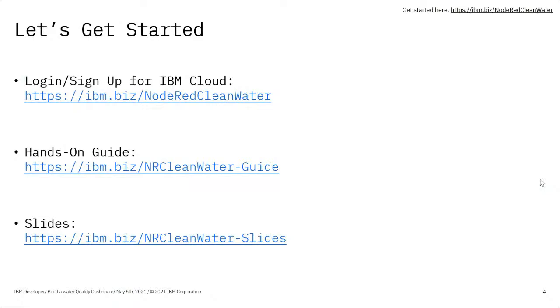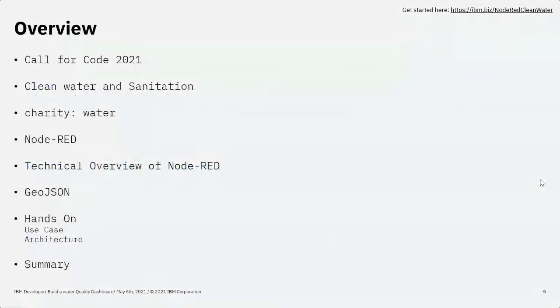So, moving further, what we are going to do today is we're going to talk about Call for Code, because as the topic of today's workshop says, Call for Code. So we'll be talking about what Call for Code is. We'll also be discussing clean water and sanitization. We'll be talking about an organization called Charity Water, who are our supporters this year for Call for Code. We'll be going through Node-RED because it's a hands-on workshop, and we'll be using Node-RED to create a solution for today's workshop. So we'll be talking about Node-RED, what it is. We'll be giving you a technical overview of Node-RED. We'll also talk about GeoJSON, and then we'll move on to hands-on.